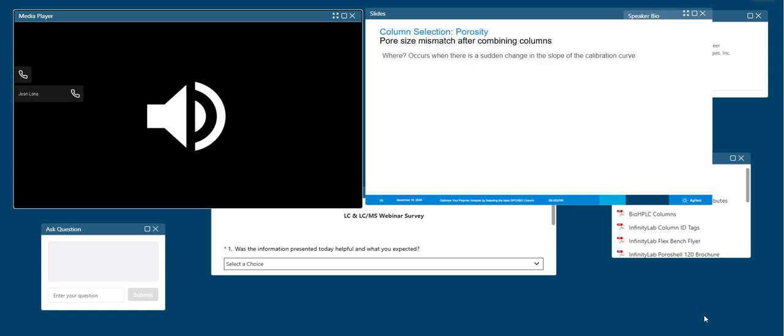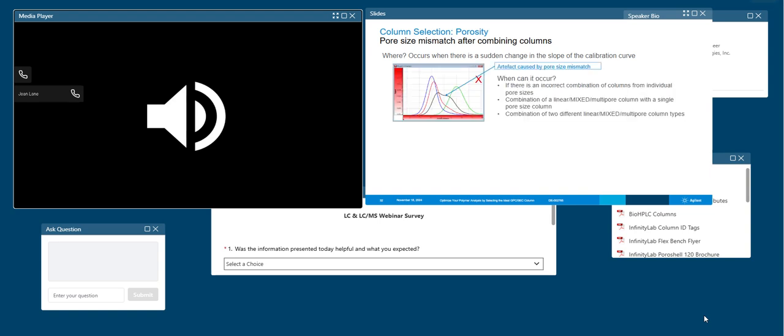Pore size mismatch often occurs when there is a sudden change in the slope of the calibration curve. When can it occur? It can occur if there is an incorrect combination of columns from individual pore sizes put together. It can also occur if you use a combination of linear, mixed, or multi-pore columns with a single pore size column. It can also occur if you use a combination of two different linear, mixed, or multi-pore column types together.